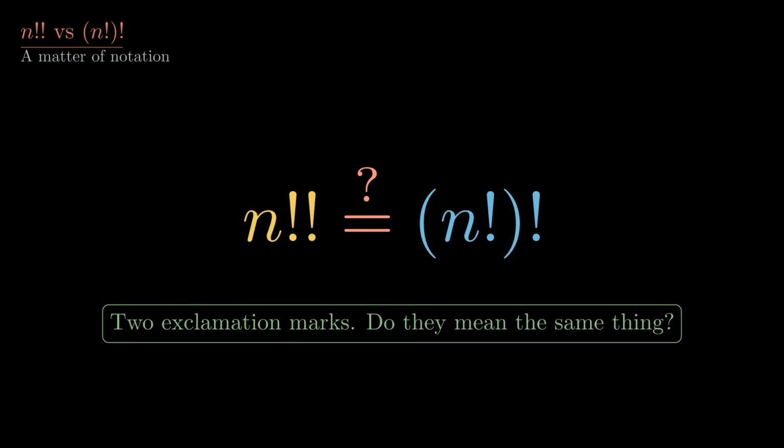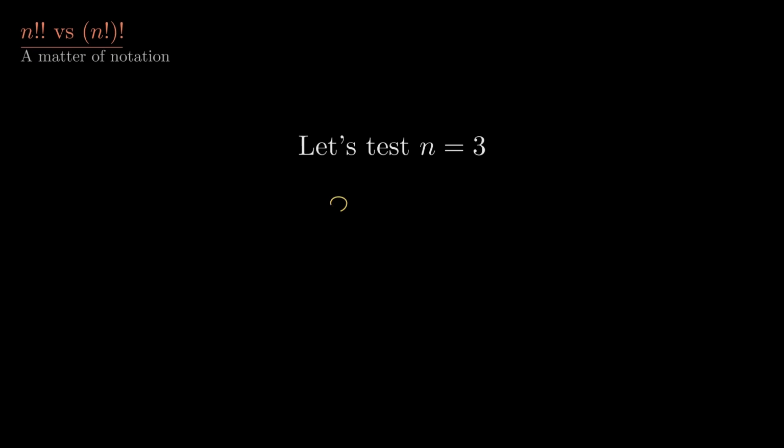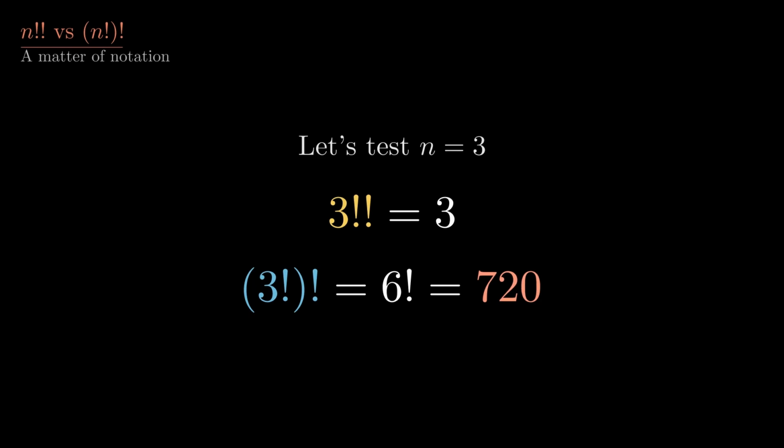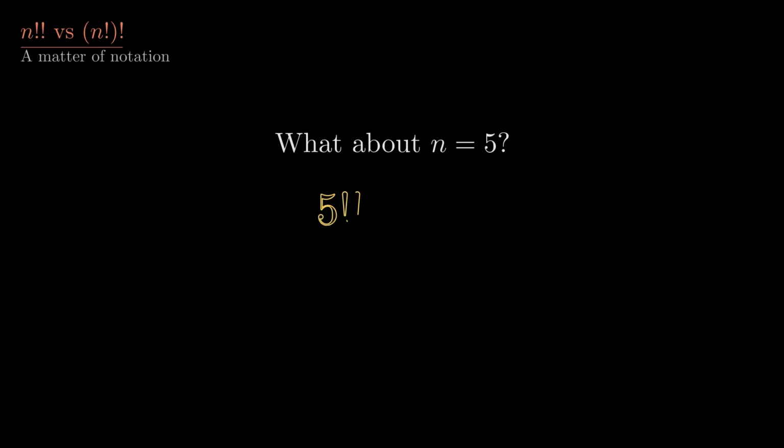Let's put them to the test with n equals 3. 3 double factorial gives us just 3. But 3 factorial factorial? That is 6 factorial, which is 720. Not even close. It gets wilder at n equals 5.